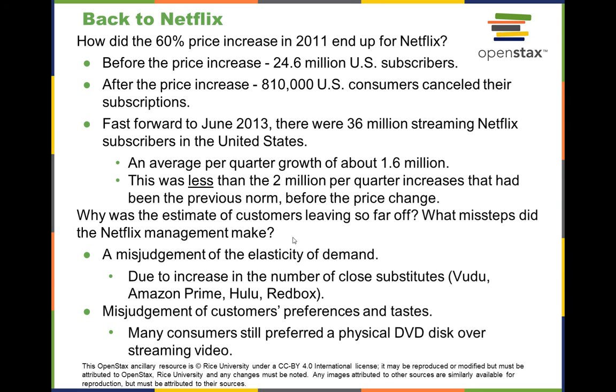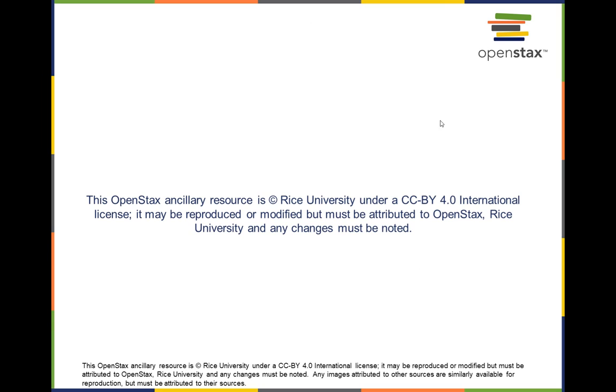So where did Netflix make a bad judgment? Well, they should have checked the cross price elasticity, and they should have remembered there are other alternatives like Vudu, Amazon Prime, Hulu, Redbox, and they misjudged how loyal people were. So they should have taken those other types of equations into consideration.